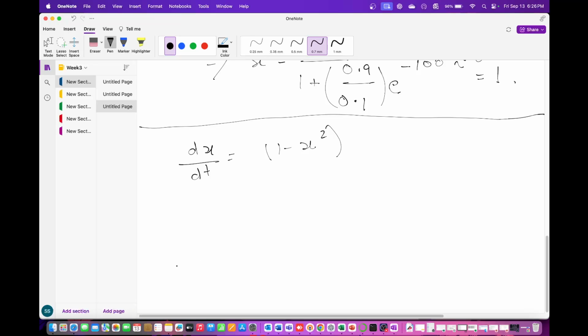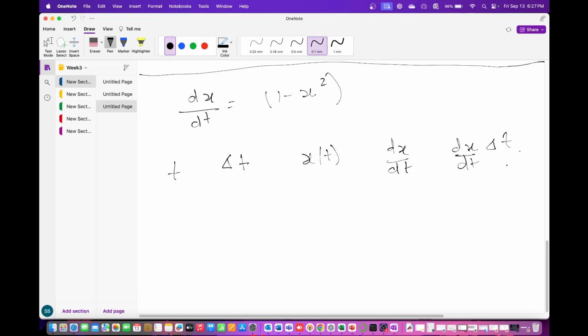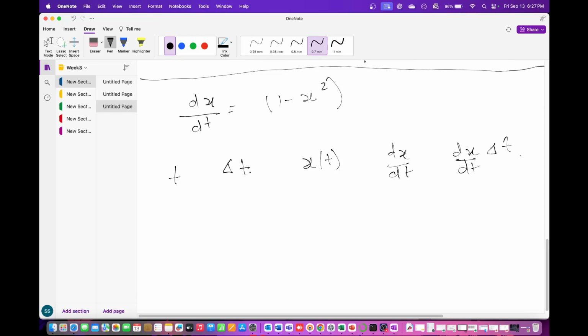So basically you have t, you have delta t. Because you'll have t and delta t, you'll increment t by a small amount. Your value of x will change as well. dx dt you need to calculate from here, and dx dt into delta t. So basically let me write it like this.